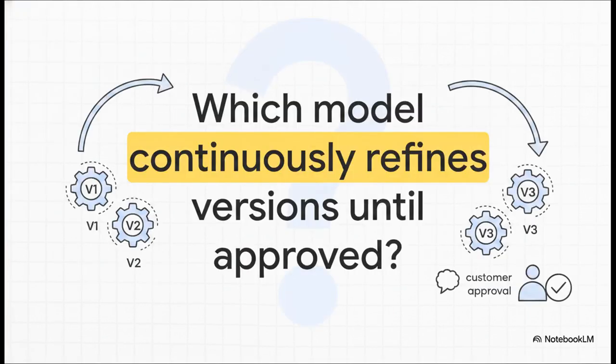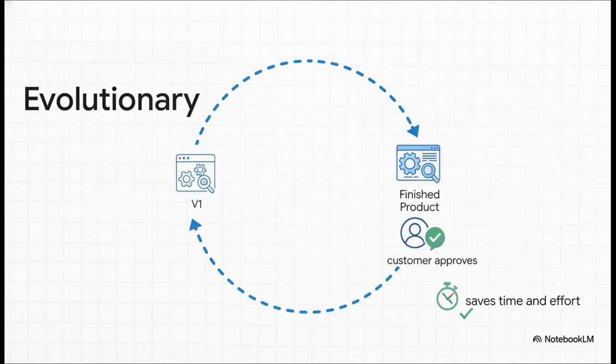All right, moving on to scenario 4. The customer's needs are constantly evolving. Instead of starting from scratch each time, developers want a model that continuously refines an initial version, moving from V1 to V2 to V3 until the customer gives their final approval. Now, obviously this sounds like general prototyping, but I want you to think, which specific subtype is the absolute perfect fit here? If you guessed evolutionary prototyping, you nailed it.